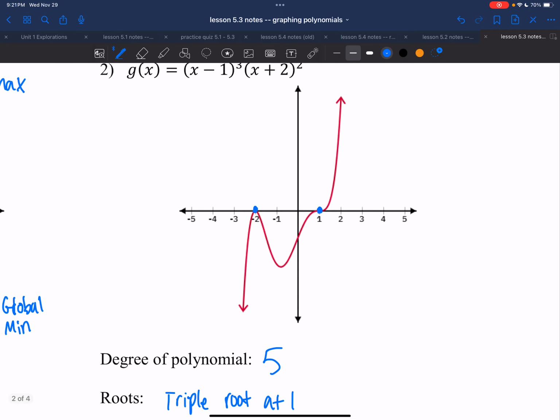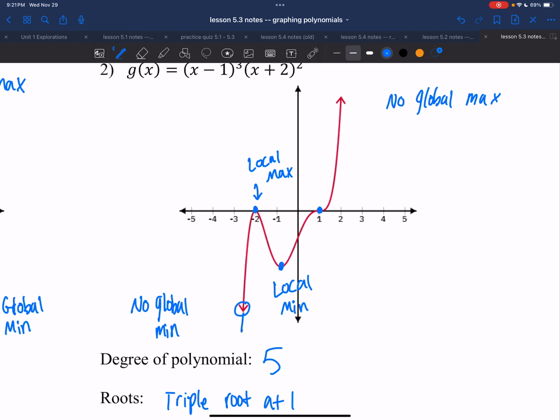Minima and maxima, well, that is a local max, right? Because within a specific region, it's the highest point. This point is a local minimum, and that's it. There are no other ones. They're just those two. Local min. Okay? And notice, no global max, and that's because this graph points up forever, right? But there's also no global minimum because this graph points downwards forever.